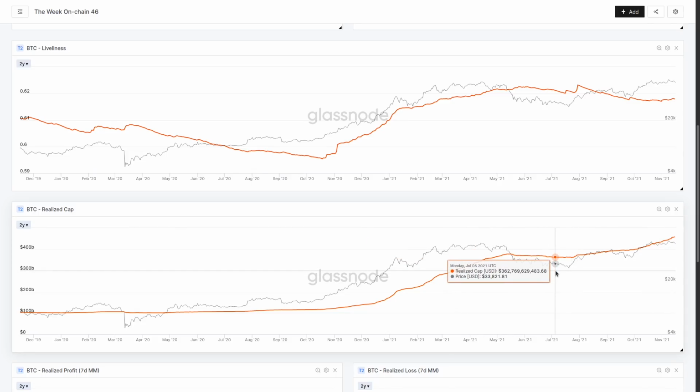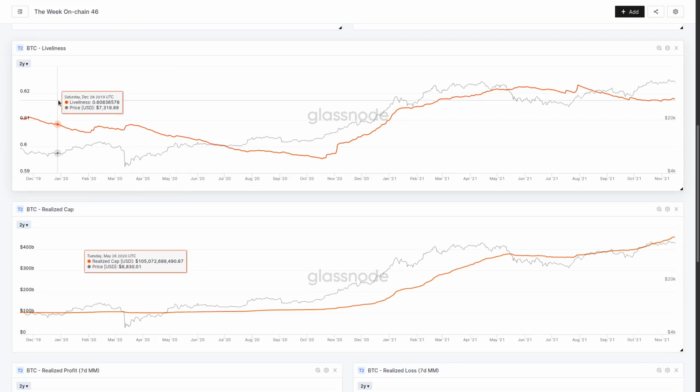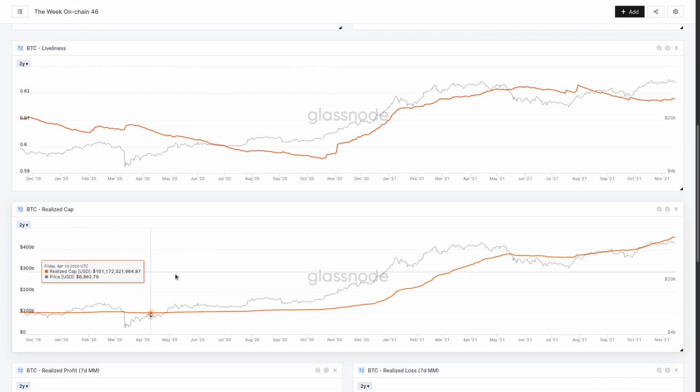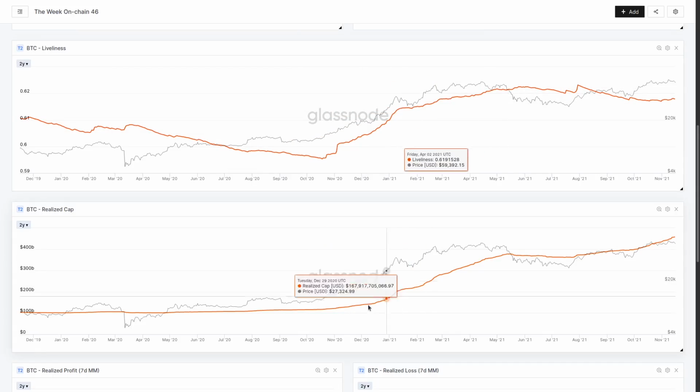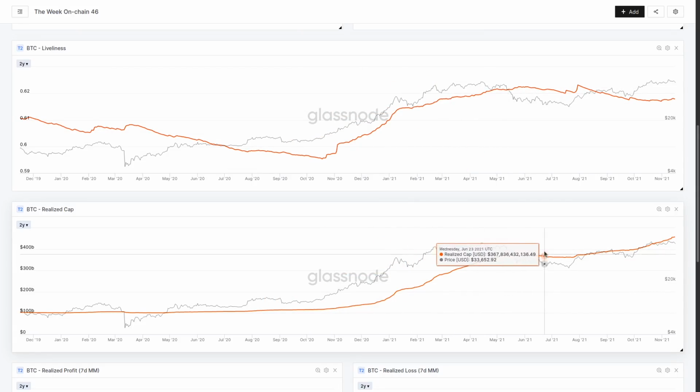They're liquidating and flushing money out of the system. And you can see that we've also started to reverse back into an uptrend. Now, what I actually want to highlight, note how liveliness is in a downtrend as realized cap is sideways. We got a similar pattern where we had this kind of two-phase steep uptrend and then a shallow one, steep uptrend, and then it started to shallow out.